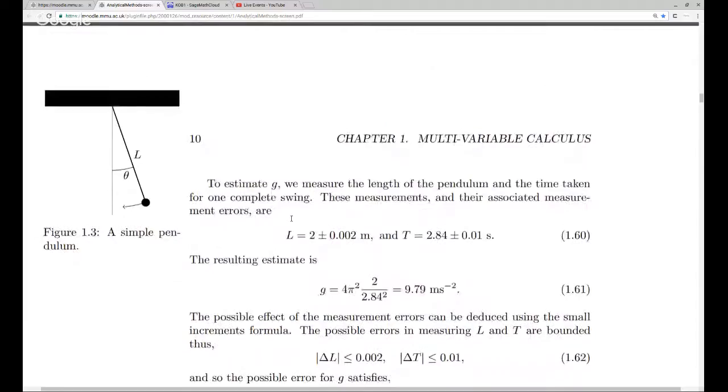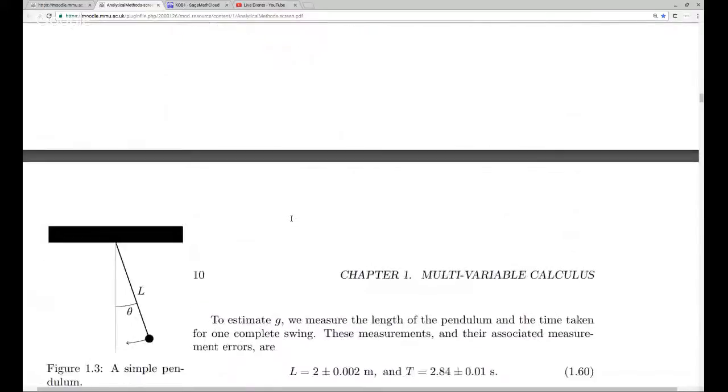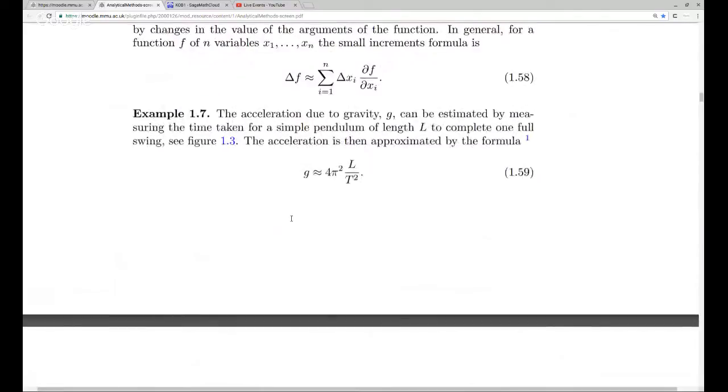Now, the reason that this can be used as an experiment to measure the acceleration due to gravity is because of this relationship here. When you analyze the physical laws of motion of that pendulum, the acceleration due to gravity turns out to be equal to this quantity. There's a constant here, 4 times the square of pi, times L over T squared. L is just the measure of the length of the pendulum, and T is the measure of the period of the pendulum. So the time it takes to make one complete swing.